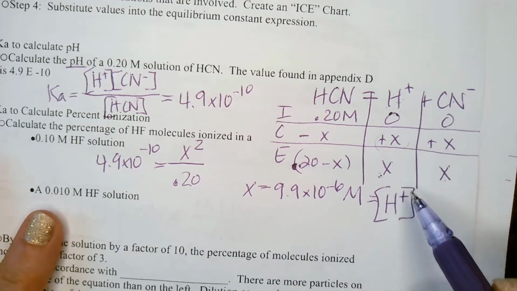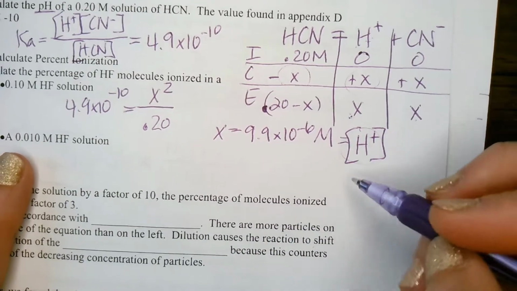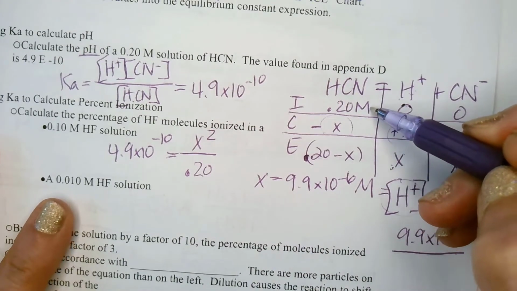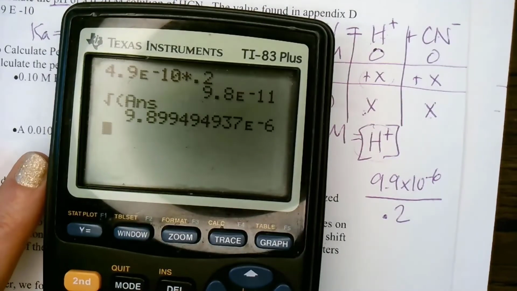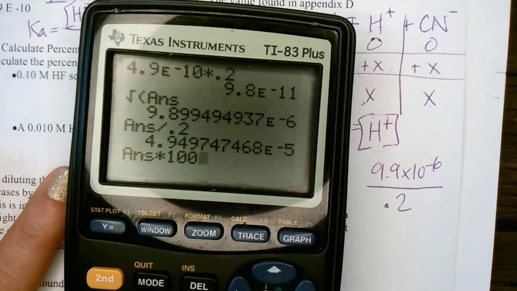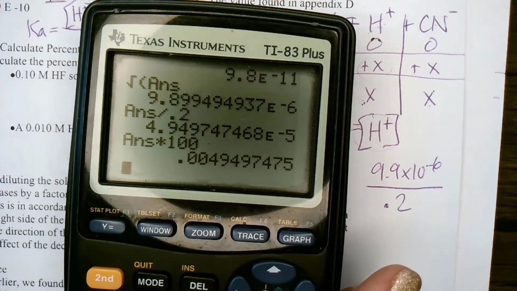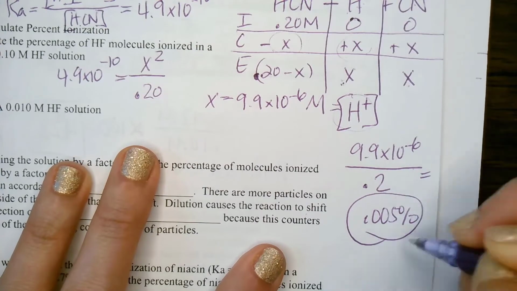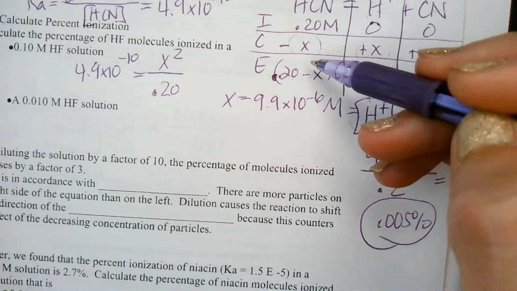Now let's do a quick check to see what percent that would be. We know that our change, our X, is equal to 9.9 times 10 to the negative 6. So let's do 9.9 times 10 to the negative 6 over our initial 0.2, and then times it by 100 to find out what percent we are. So I'm going to divide that by 0.2, and times that by 100, and we get, wow, 0.005%. We are well within under our 5% rule.